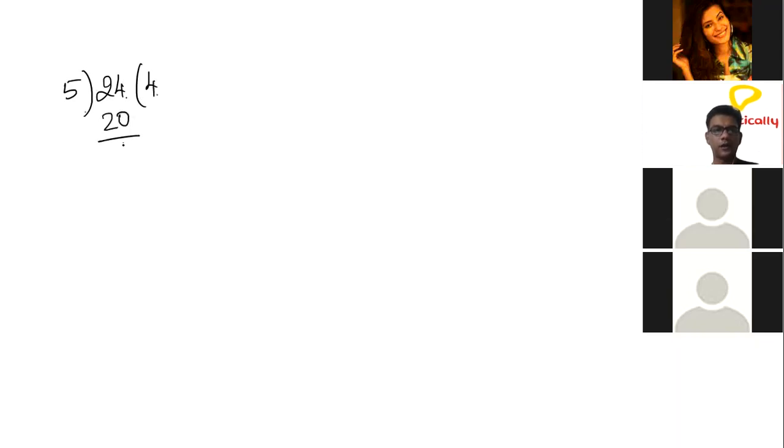Let's say that I have a number 24. If I'm dividing this number 24 by 5, what quotient do I get? I get a quotient of 4, 5 fours are 20, and I get a remainder of 4.